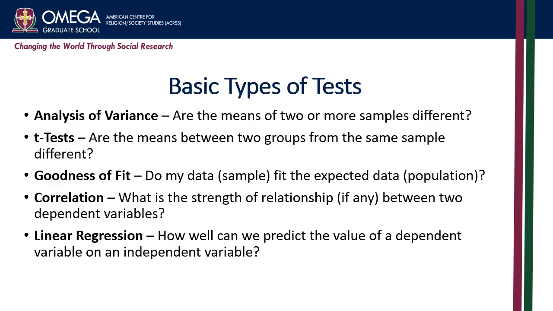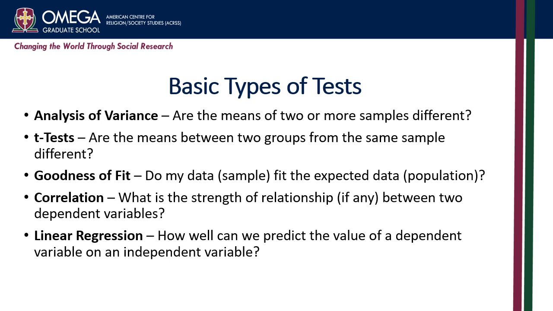There are a few basic types of tests that we can use as tools in our tool belt for conducting dissertation research. These include analysis of variance, t-tests, goodness of fit, correlation, and linear regression. Analysis of variance, often called an ANOVA, asks the question, are the means of two or more samples different?